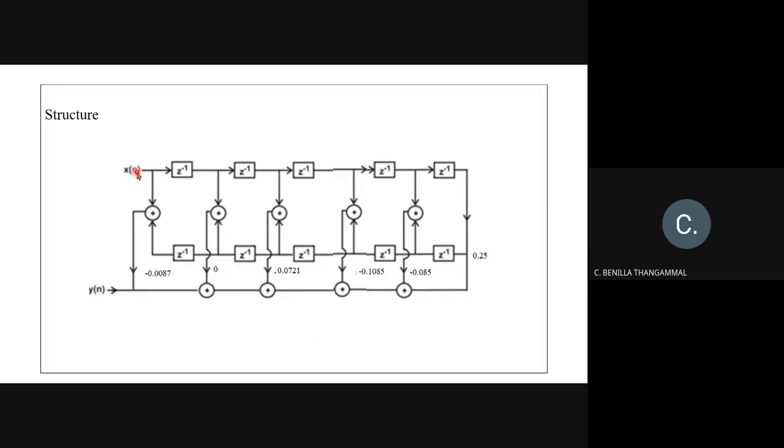So the z power 0 will be added with your z power minus 10, and z power minus 1 is added with your z power minus 9, z power minus 2 with your z power minus 8. Likewise it is added, and then your corresponding coefficients are placed to get your structure.